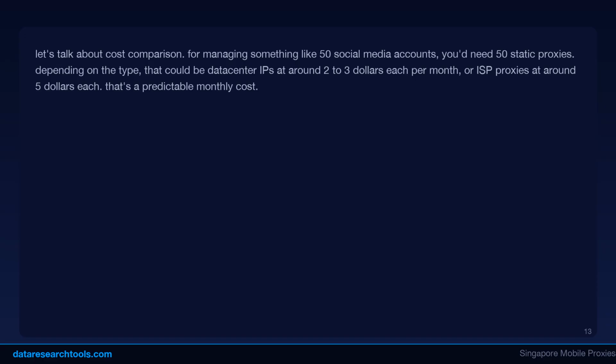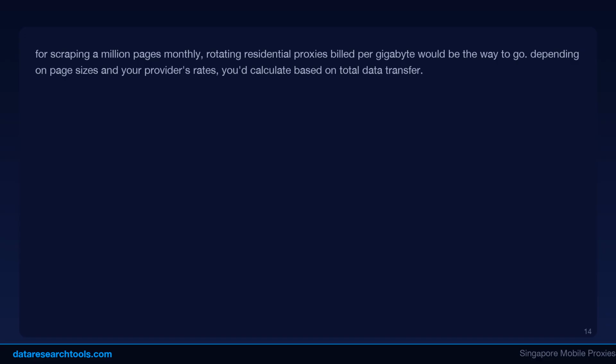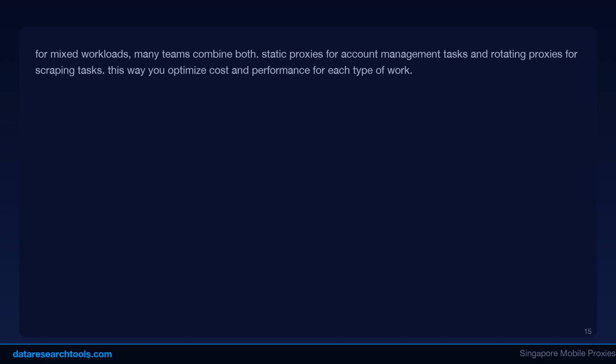For scraping 1 million pages monthly, rotating residential proxies billed per gigabyte would be the way to go. Depending on page sizes and your provider's rates, you'd calculate based on total data transfer. For mixed workloads, many teams combine both: static proxies for account management tasks and rotating proxies for scraping tasks. This way you optimize cost and performance for each type of work.